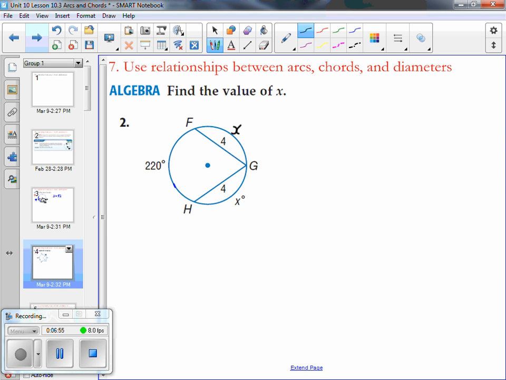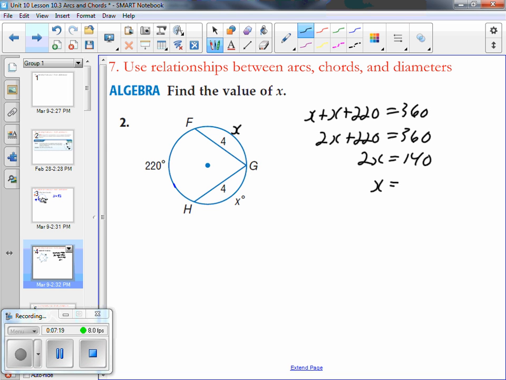That arc has a measure of X. I know that all the way around the circle is 360, so I can do X plus 220 equals 360. So that's 2X plus 220 equals 360. And notice how the algebra works out the same way we did it without algebra when we did it in our heads. We subtract 220 to get 140, then we divide that by 2 to get 70. Okay? So when you're able to do them in your head, that's fine. I got no problem with that. Really, you're not always going to be able to.